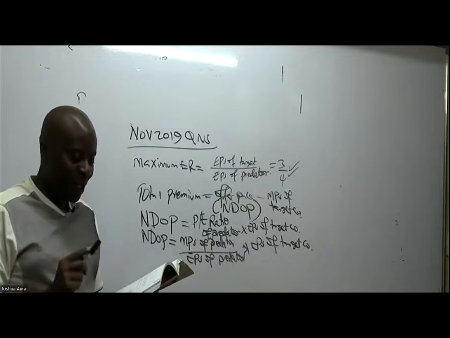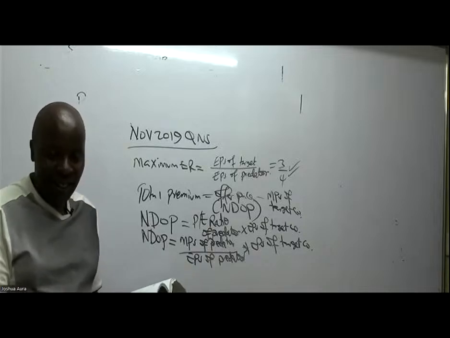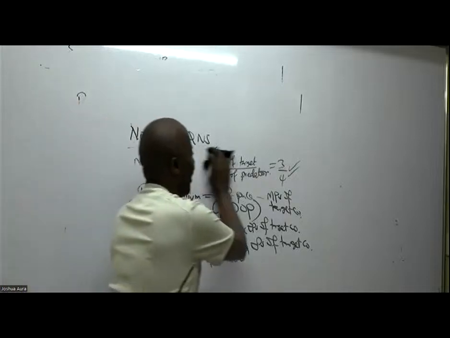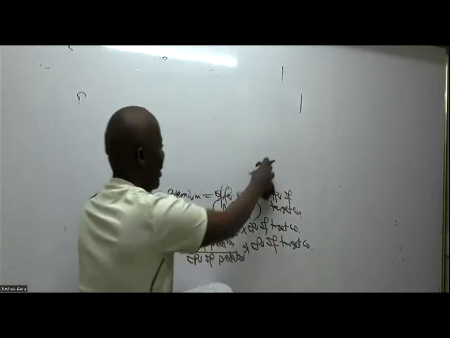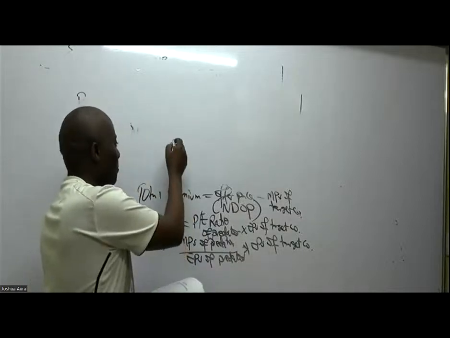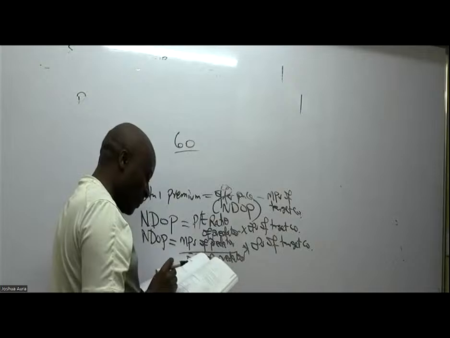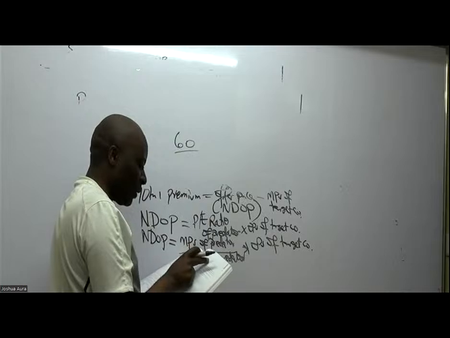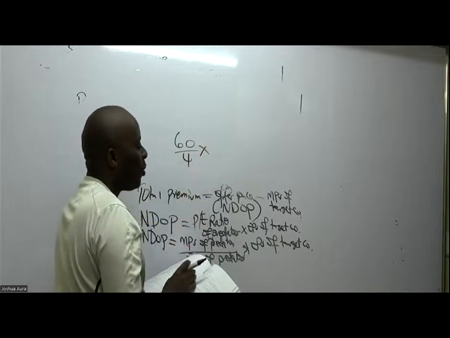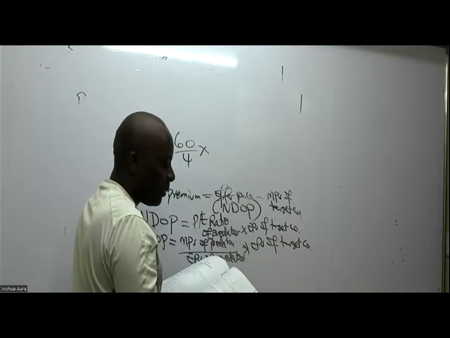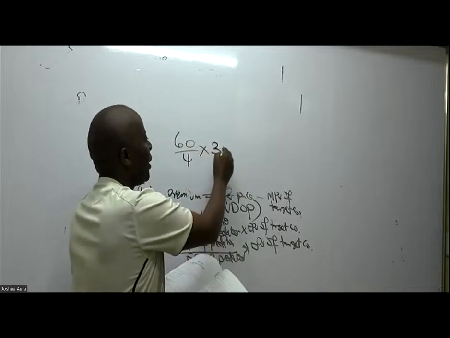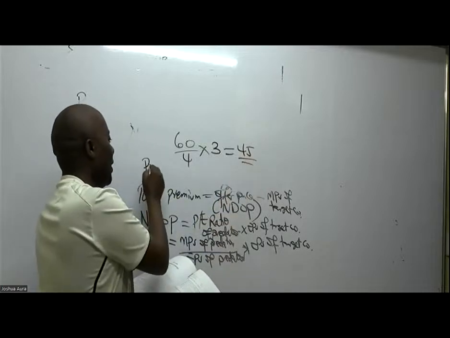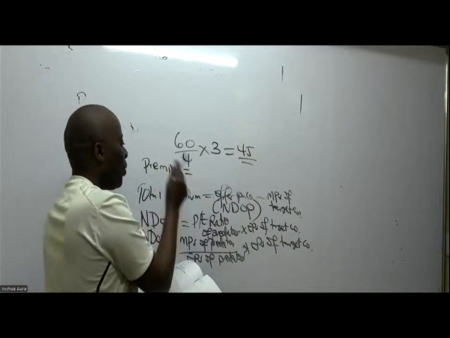I will take 60 here, and divide by the EPS of company A, which is 4. Times, ladies and gentlemen, what do we have here? EPS of the targeted company, EPS of company 2, which is 3. This is how they were able to get the 45.